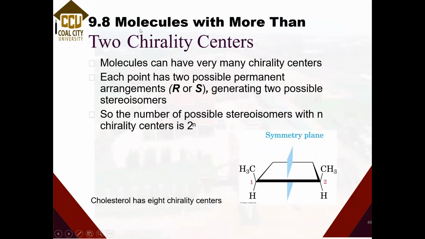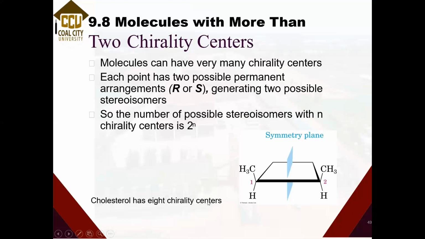Molecules with more than 2 chirality centers. Sometimes you can have molecules with 3, 4, 5, 6 chirality centers. The same way we name the two is the same way we name them; you just continue naming each one. Molecules can have very many chirality centers. Each center has 2 possible arrangements, R or S, generating 2 possible stereoisomers. So the number of possible stereoisomers with 10 chirality centers is 2 raised to the power of 10. I think we've said that clearly.